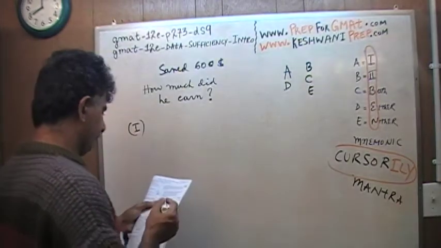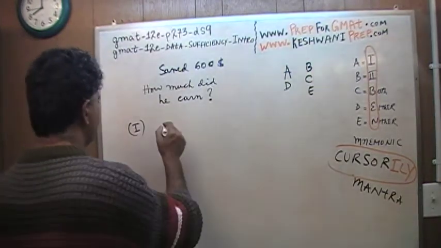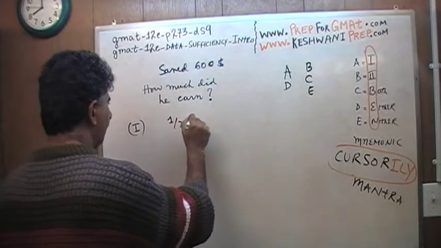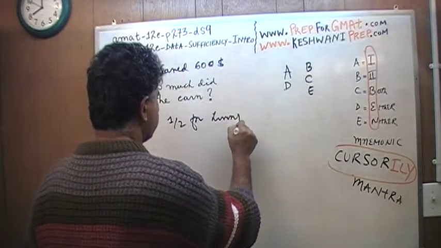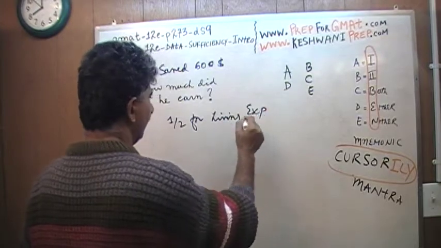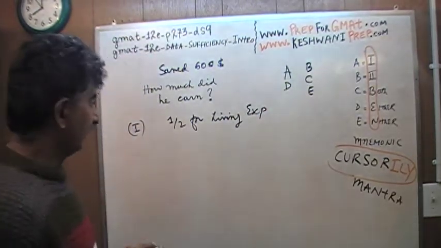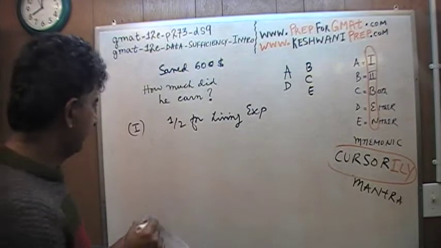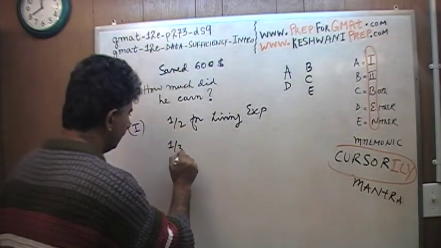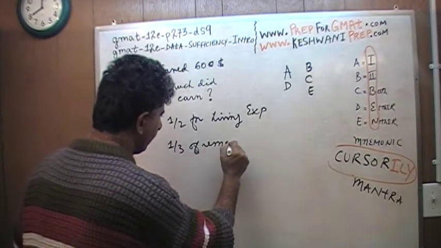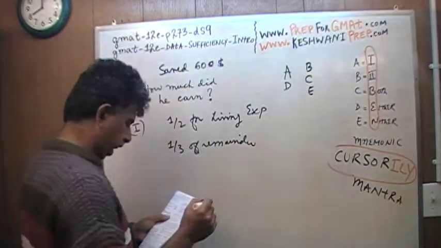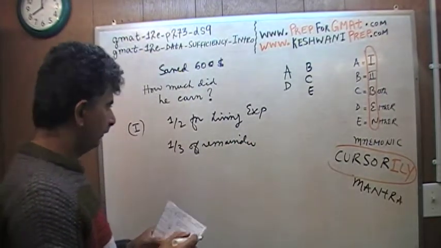So he spent half of his earning for living expenses, half for living expenses, and of course in the real exam I wouldn't be doing all of this, I'm just doing it for your sake here. And then he saved a third of the remaining amount, a third of the remainder.